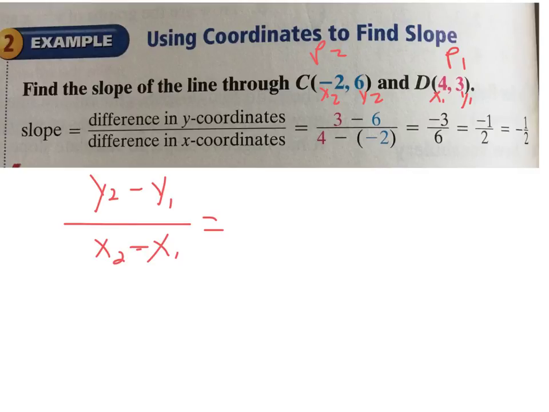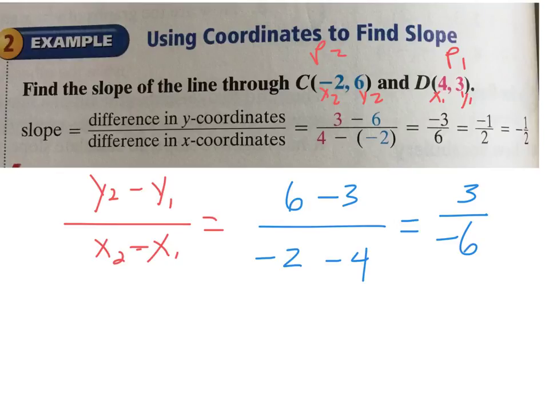My y2 is actually going to be 6. All right, my y1's going to be 3. Almost did the exact same thing they did. But anyway, my x2 is going to be -2, and my y2 is going to be 4. And so we get 6 minus 3 is 3 on the top. -2 minus 4 is -6 on the bottom.